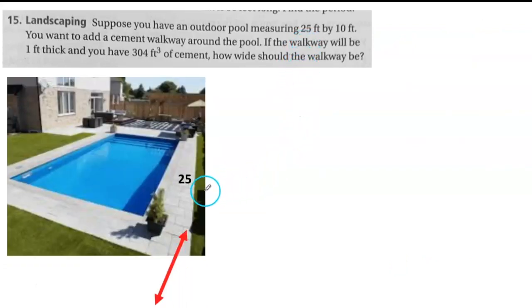So let's do number 2. We have an outdoor pool that measures 25 by 10, okay, and I want to do a cement walkway around the pool. The question is, what's the width of that walkway around the pool? Okay, now what information is given? The dimensions of the pool, excellent, and they're giving you a volume of cement. So if they're going to pour the cement around here, we have that already, which is a volume.